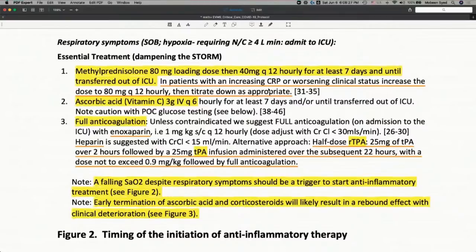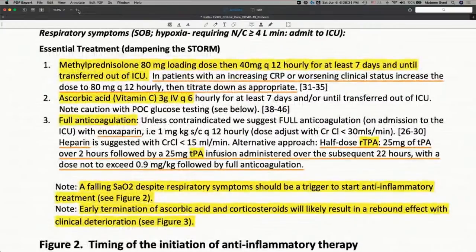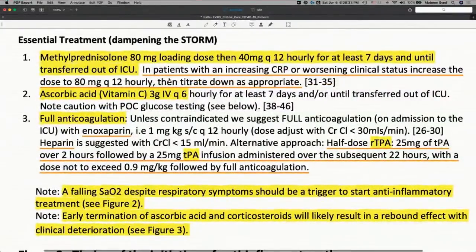So see here, let me see if I can make it bigger. In patients with an increased CRP or worsening clinical status, increase the dose to 80 milligram every 12 hourly, then titrate down as appropriate. That means then bring it down. Good. So that is the methylprednisolone.